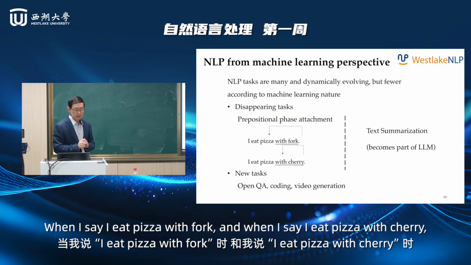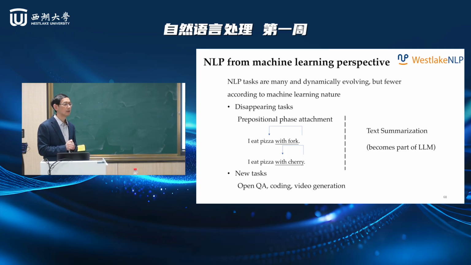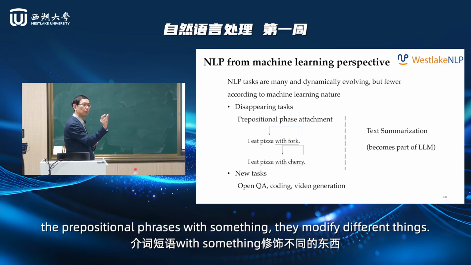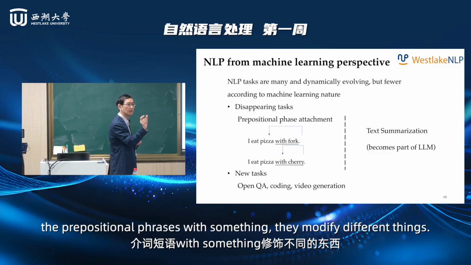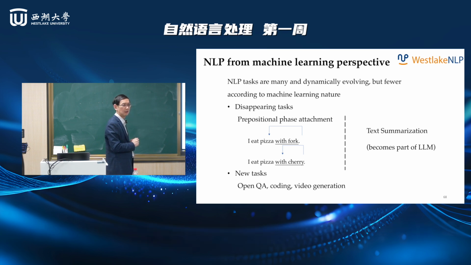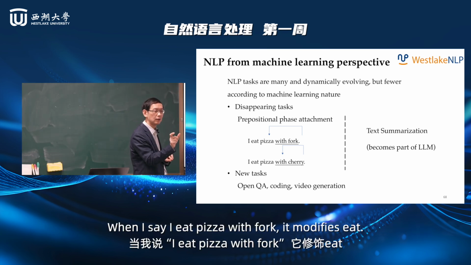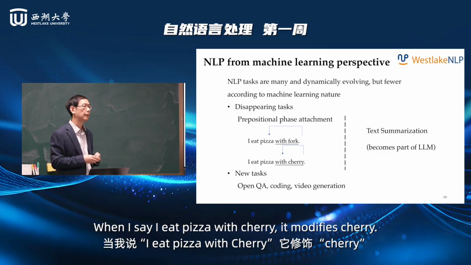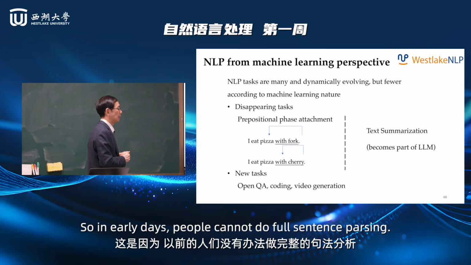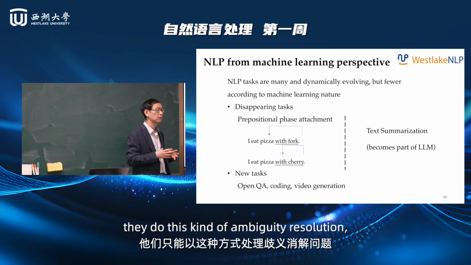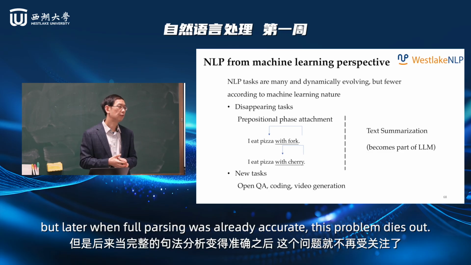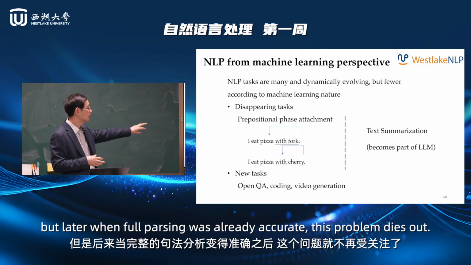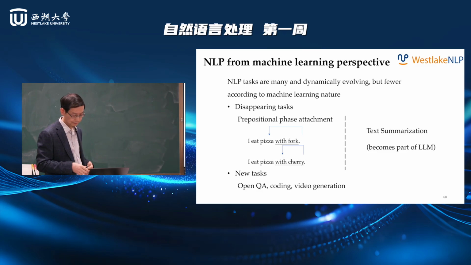When I say "I eat pizza with fork," and when I say "I eat pizza with cherry," the prepositional phrases "with something" modify different things. When I say "I eat pizza with fork," it modifies "eat." When I say "I eat pizza with cherry," it modifies "cherry." So in early days, people could not do full sentence parsing. They did this kind of ambiguity resolution. But later, when full parsing was already accurate, this problem died out.